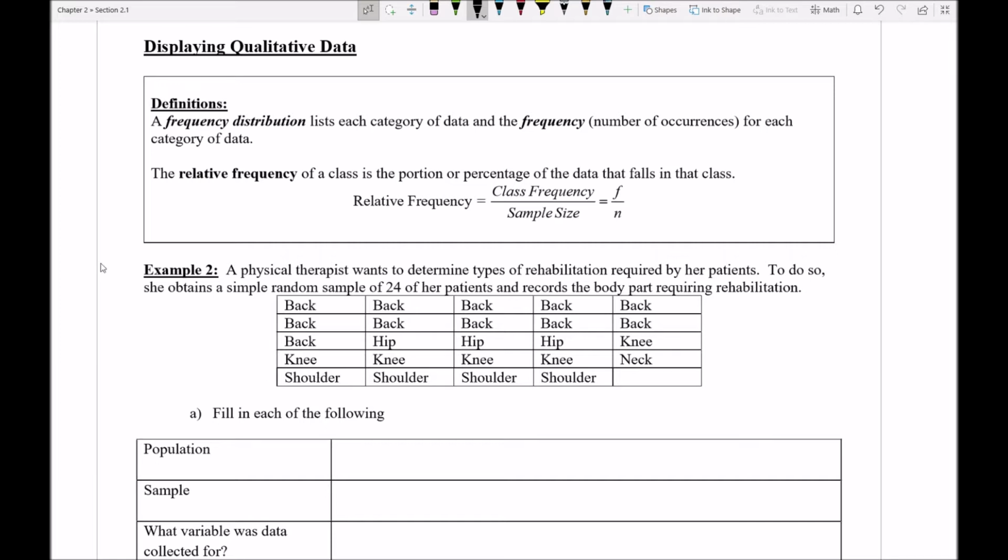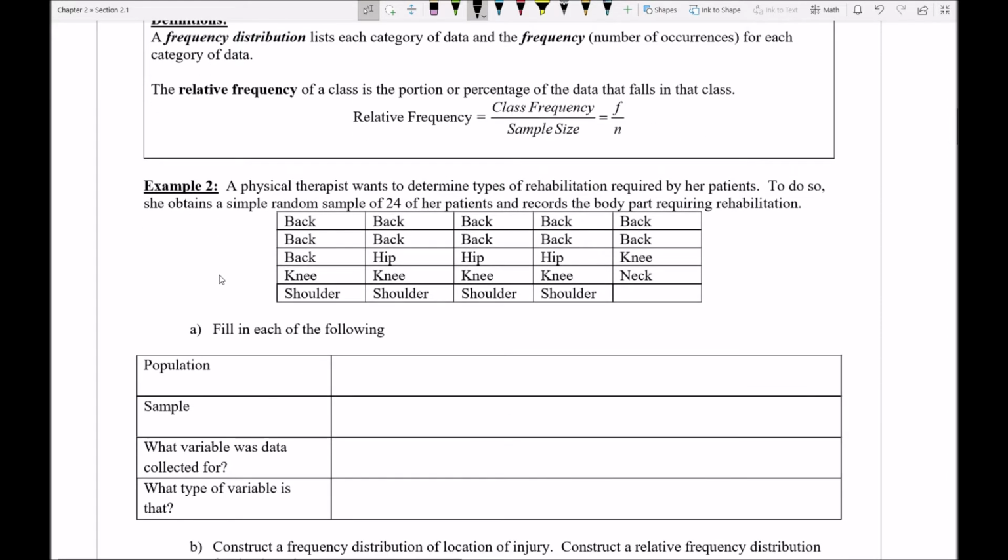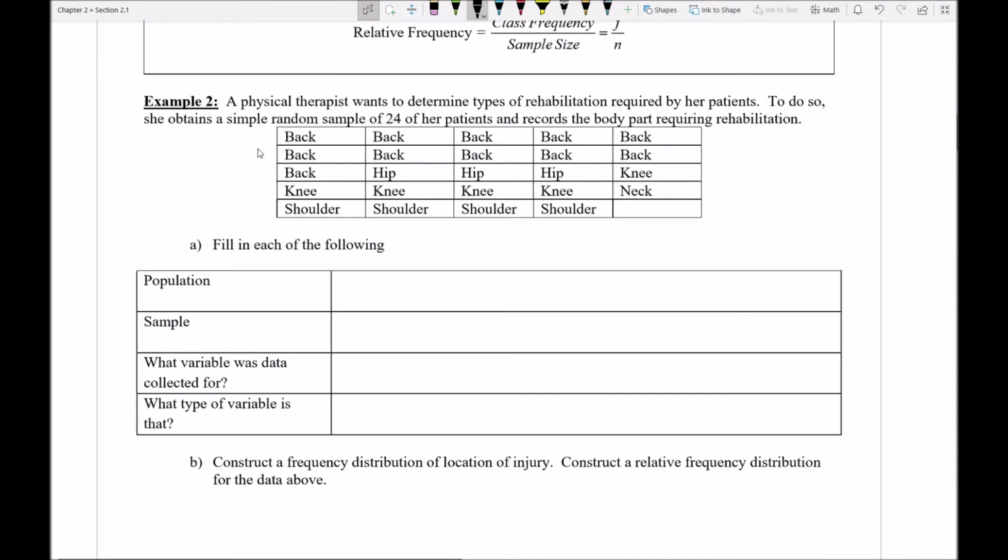So I'm going to skip over these definitions here. We'll come back to these in just a moment. Let's look ahead here to example number 2. Okay, let's suppose a therapist wants to determine the types of rehabilitation required by her patients. So to do so, she obtains a simple random sample of 24 of her patients and records the body part that's requiring rehabilitation. Okay, so you can see here that we kind of have a list, and I was nice enough to already go ahead and organize this so all the different responses that are the same are right next to each other.